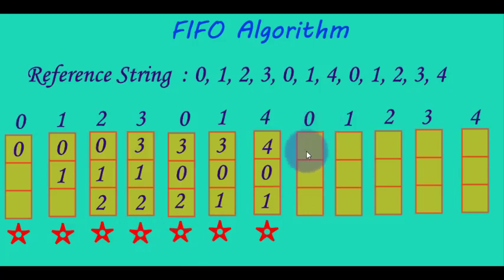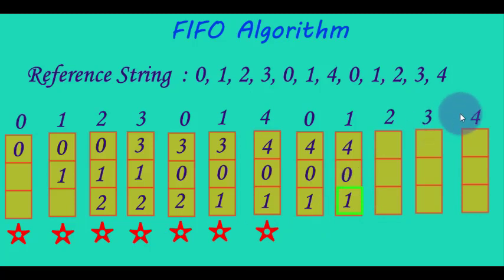Now we require 0, and 0 is already there, so there is no page fault. That is an advantage. We don't get any page fault in this case because 0 is already there. Next we want 1, and again 1 is already there, so we don't need to bring any other page. So there is no page fault for these two cases.